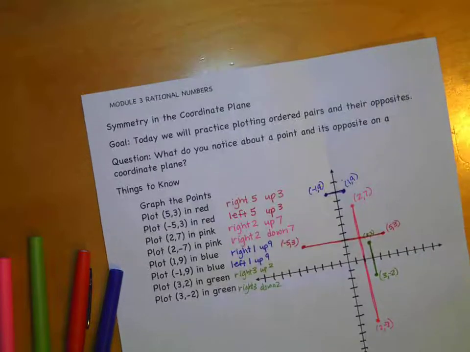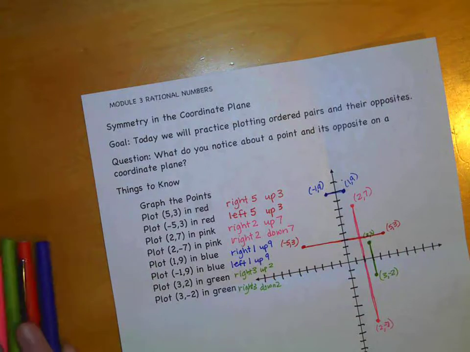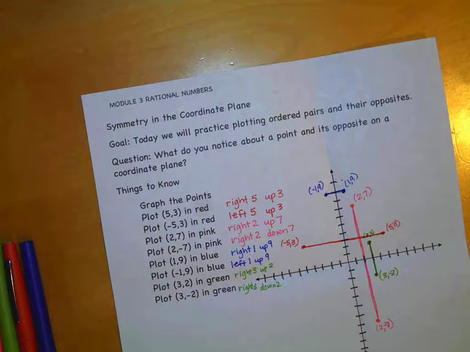Okay? All right. Today we will practice plotting ordered pairs and their opposites, which is what we just did. What do you notice about a point and its opposite on the coordinate plane? It's in the exact same spot if you fold the coordinate plane on the axis that it shares.